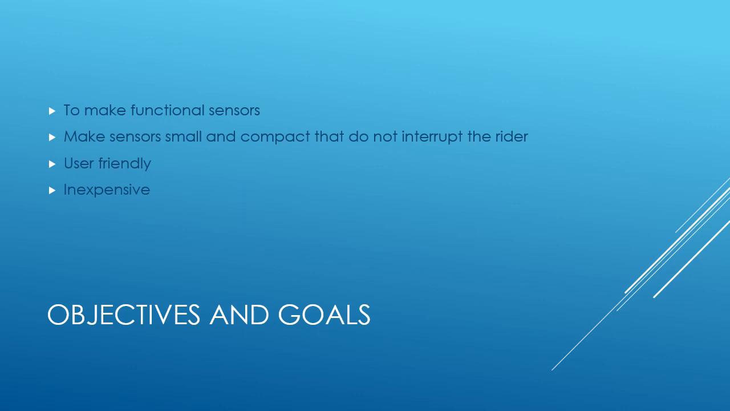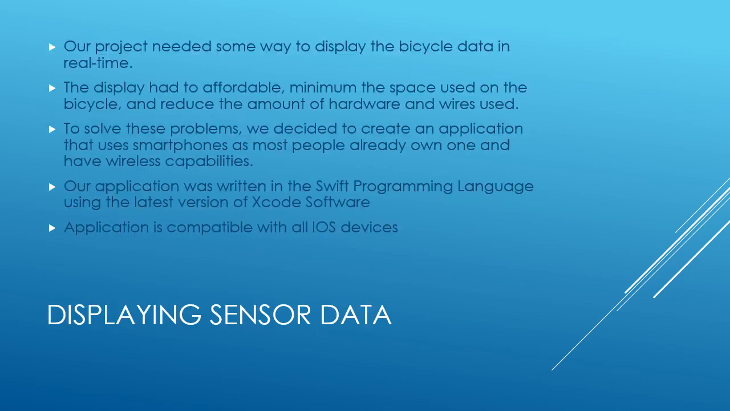First and foremost, the sensors must be accurate and work reliably. The sensors made must not bother the rider nor affect their performance. They must be easy and not a hassle for the rider to use. The sensors must be cheaper than commercially available options.